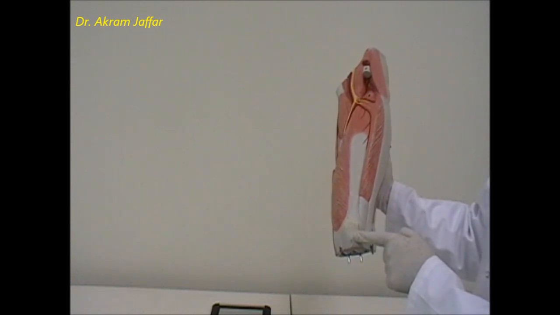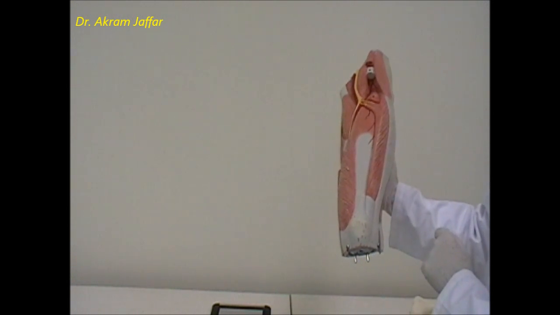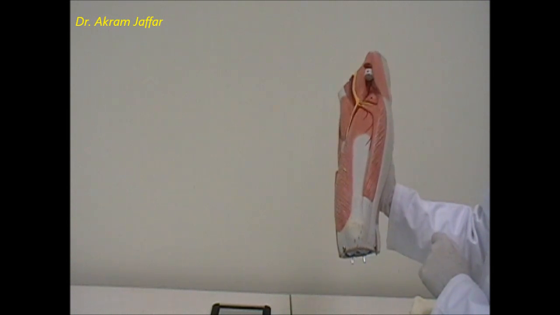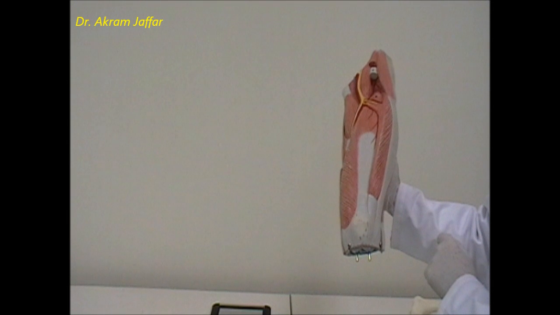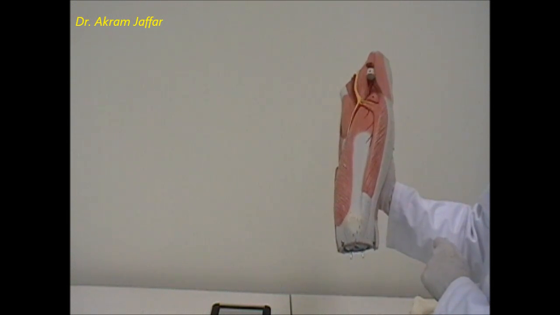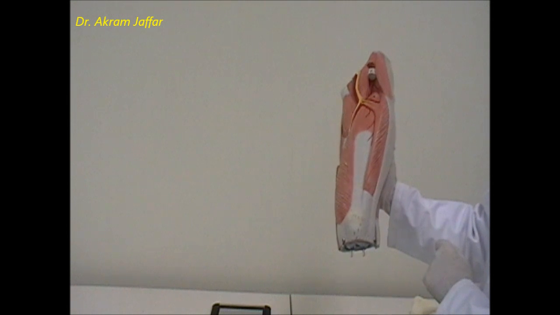This muscle is very important for the stability of the knee joint, and atrophy of this muscle after long periods of rest, like when the lower limb is put in a plaster cast, will result in instability of the knee joint.